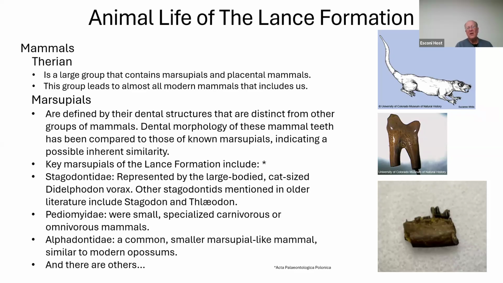Key marsupials of the formation are the Didelphodon, and I have some examples coming up shortly. And there are several other species. They range in size from a small cat to as small as a mouse. They were omnivorous and some were carnivorous, all depending on the environment they were surviving in. They were very much like the mammals of today, the opossums. In fact, some of their names were based on that.